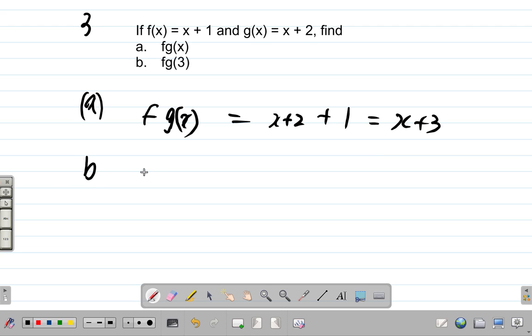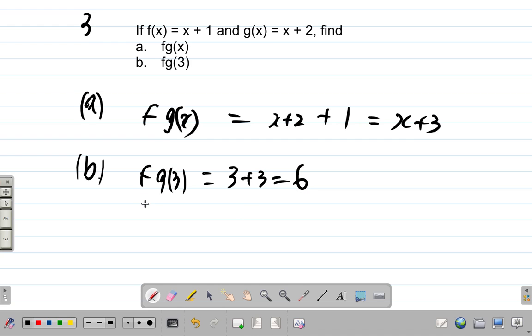Part B now. We have fg of 3. The thing is, we already know that fg of x is x plus 3, so we can put fg of 3 there by substituting 3 for x. So it's 3 plus 3, which is 6. Alright.